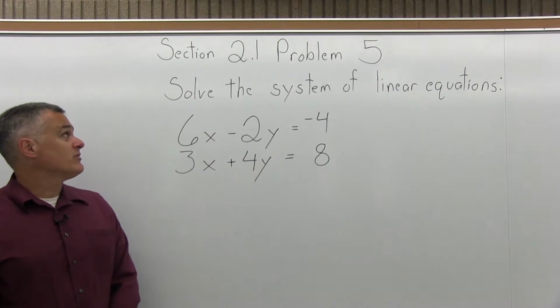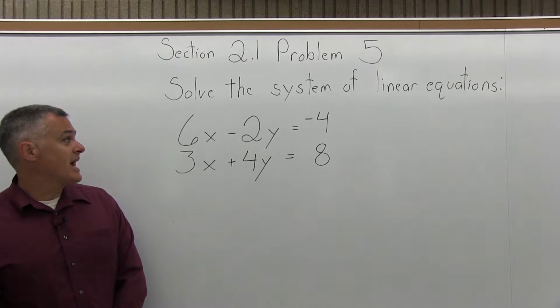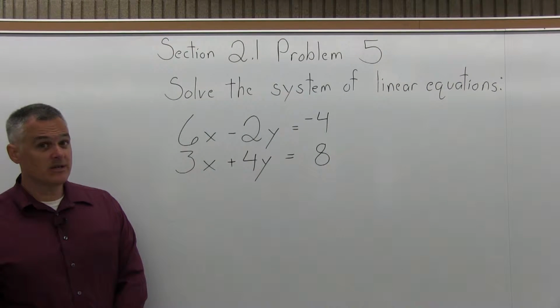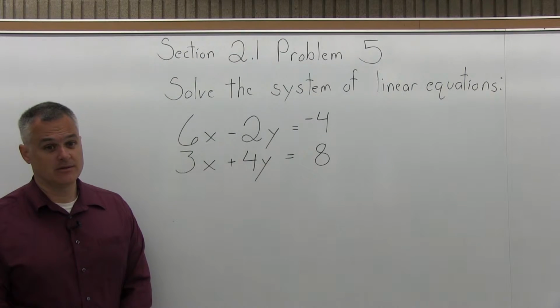This is Problem 5 from Section 2.1. Solve the system of linear equations 6x minus 2y equals negative 4 and 3x plus 4y equals 8.